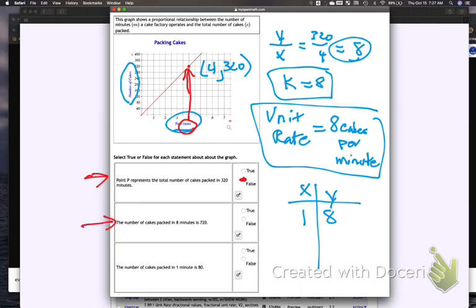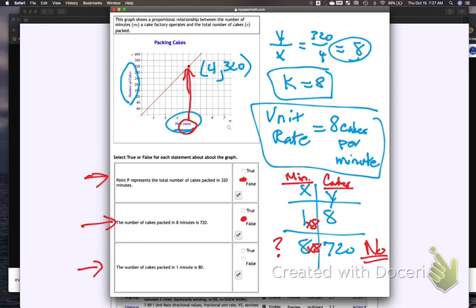The number of cakes packed in 8 minutes. So this is the minutes column, and this is the number of cakes column. So the question is, if the time is 8 minutes, the number of cakes is supposedly 720. Well, the multiplier here is 8, and last time I checked, 8 times 8 is not 720, so this one is also false.